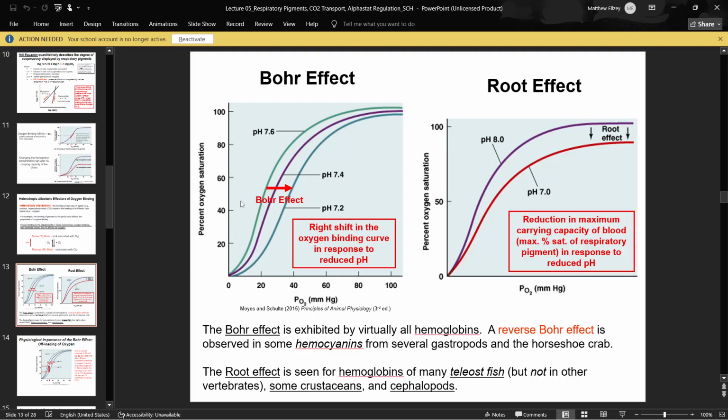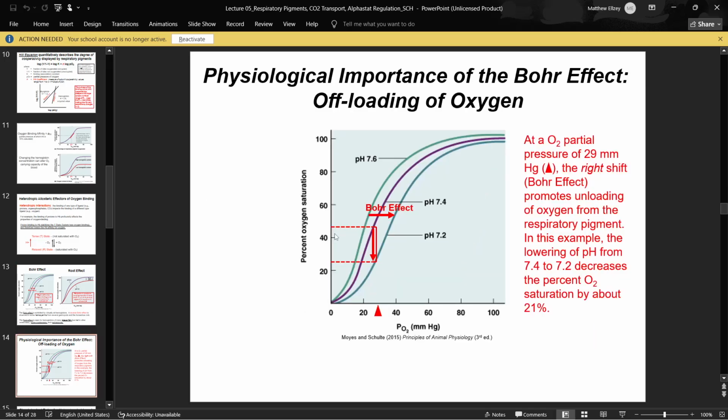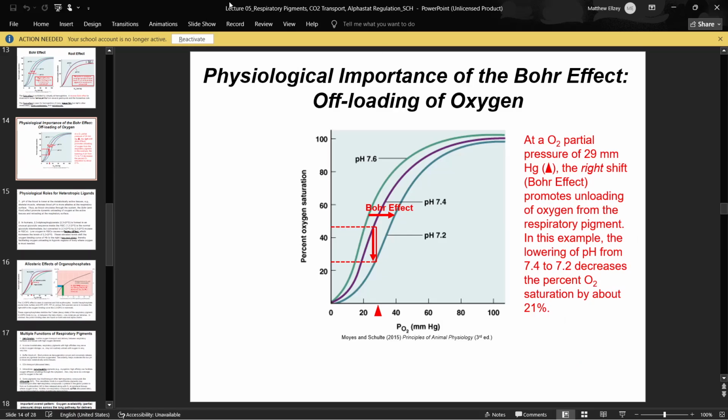In the Bohr effect, the curve is shifted to the right with lower pH. Okay, so what is the physiological importance of this Bohr effect that we were speaking of? At the tissue partial pressure of O2, the right shift promotes the unloading of oxygen. So a lower pH is going to promote the unloading of oxygen.